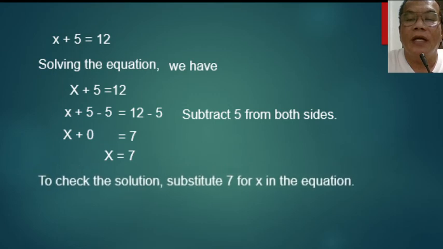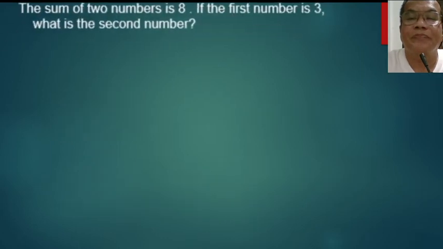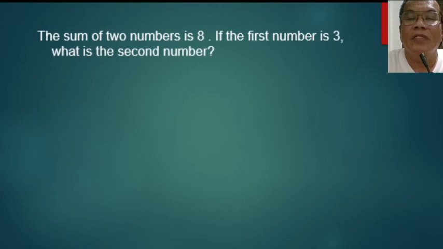Okay, to check the solution, substitute 7 for the x in the equation. So you have x + 5 = 12. And then since x is equal to 7, 7 + 5 is equal to 12. So 12 is equal to 12. So that is checked.